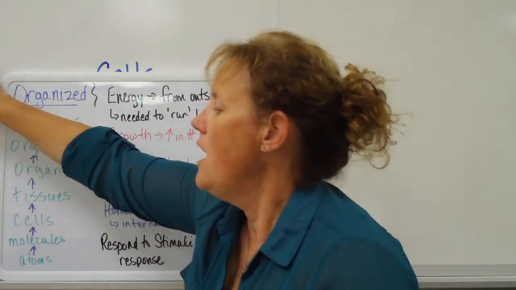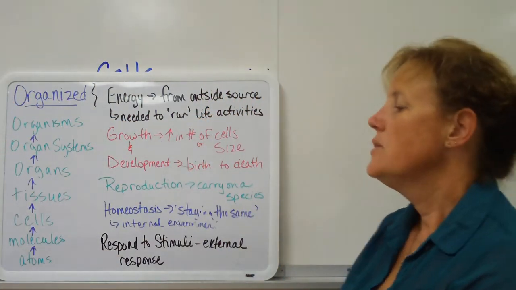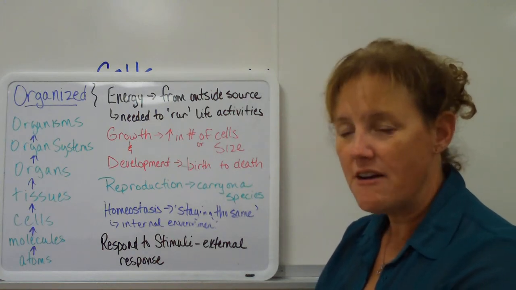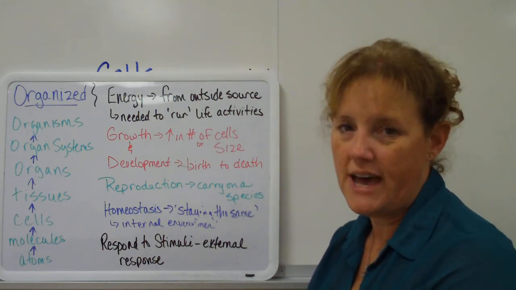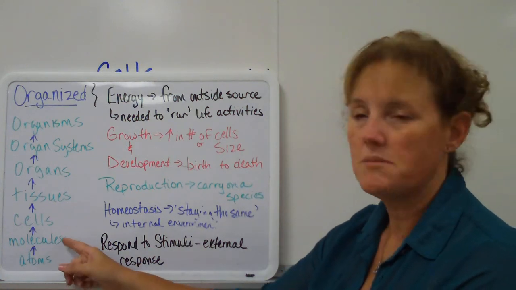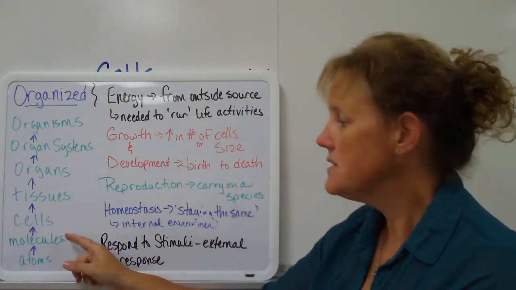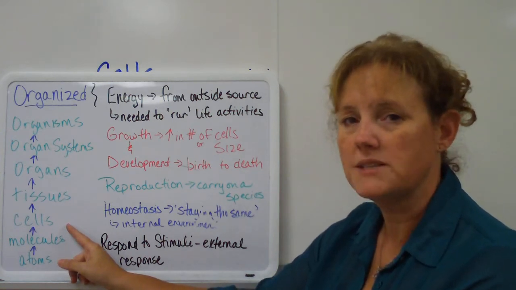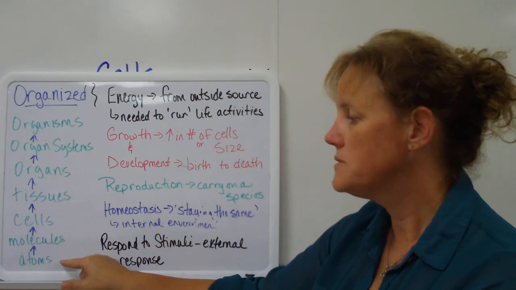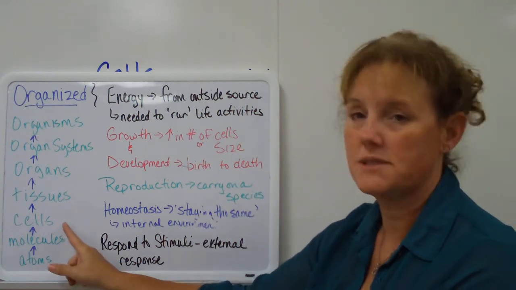First of all, living things are organized. We found out in chemistry last year, and you knew this before probably, that everything in the universe is composed of atoms, and atoms go together to make up molecules. Now, atoms and molecules are not considered alive, but cells are. Cells are the basic unit of structure and function for living organisms. So atoms make up molecules, molecules make up cells.